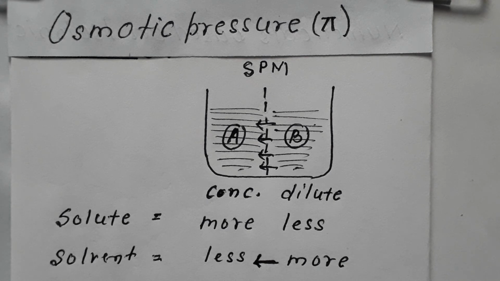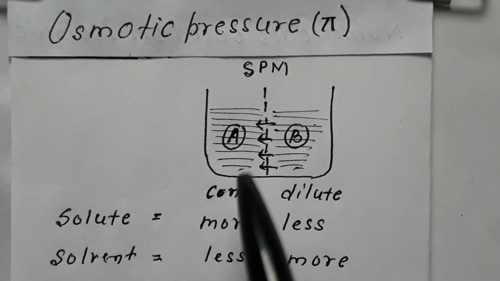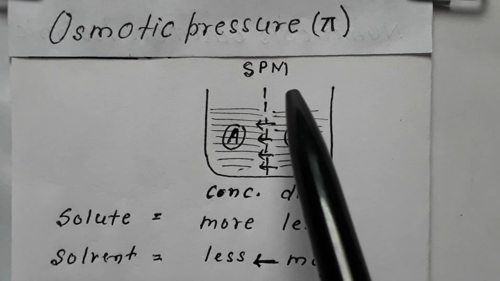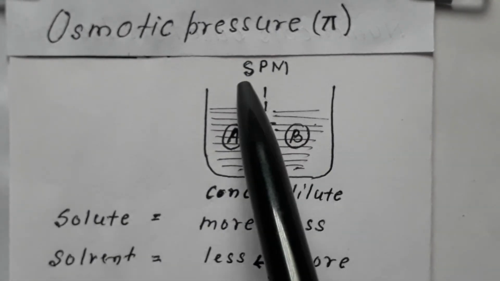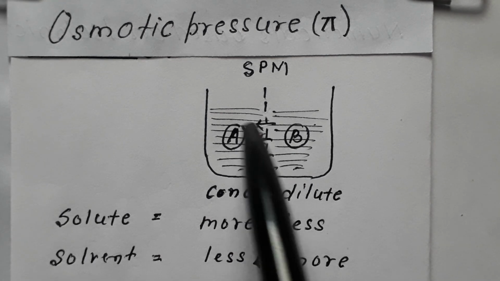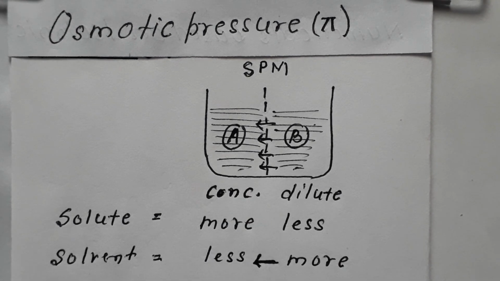Just for a brief revision, suppose there are two solutions, say solution A and solution B, which are separated by a semi-permeable membrane. What is a semi-permeable membrane? A semi-permeable membrane is a membrane which is porous, but the size of the pores is such that only solvent particles can move across it, solute can't.